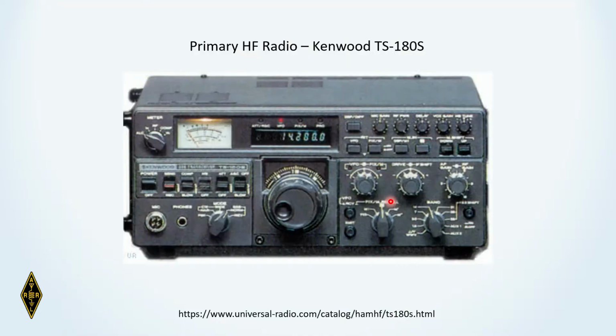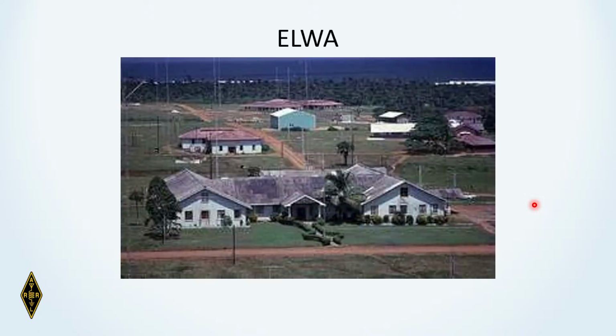And my main radio at the time was this Kenwood TS-180, ham band only transceiver, all solid state. And that was great. I connected it up to my 4-element TET beam and was able to get back to the States no problem whatsoever. So Liberia also was home to a lot of other facilities. One of them was ELWA, which was a missionary radio station closer in toward Monrovia. And there was a lot of other missionary activities going on in Liberia when I was there back in 1990, 1991.